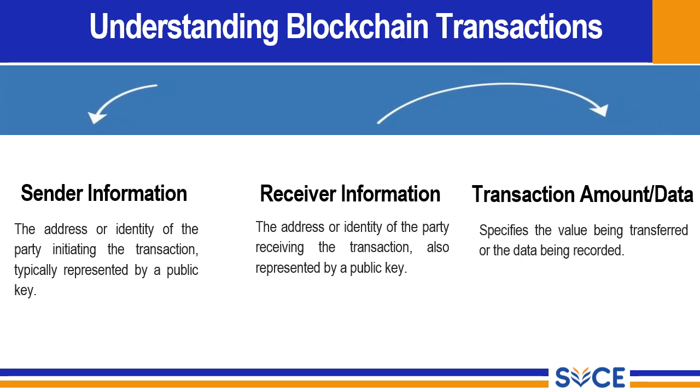The second one is receiver information, who is receiving the transaction. The receiver is the person or a system that gets the transaction. Just like a sender, the receiver is identified by a public key or wallet address. Think of this like receiving money in a bank account. When someone sends you money, it goes to your account number.